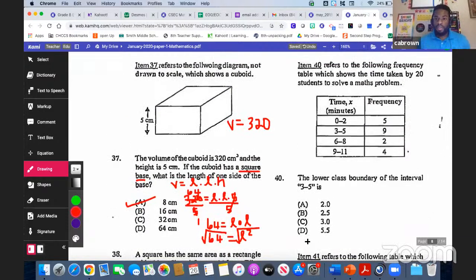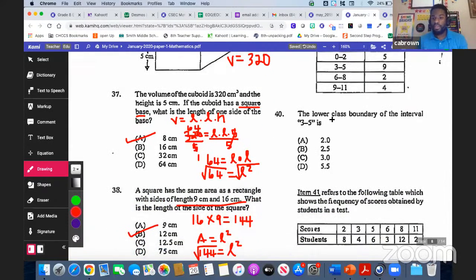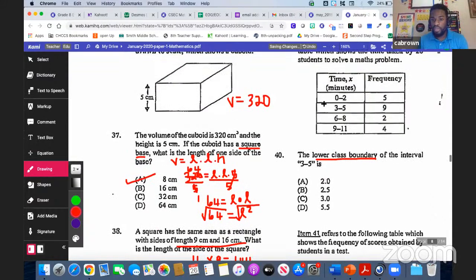Item 40 refers to the following frequency table, which shows the time taken by 20 students to solve a math problem. What is the lower class boundary of the interval 3 to 5? So we're looking at this interval right here.